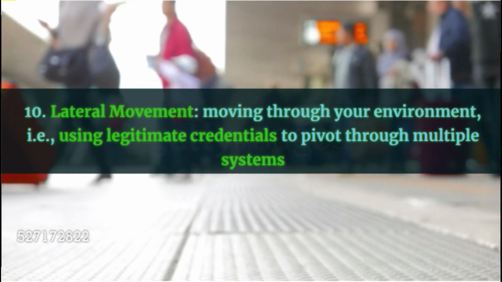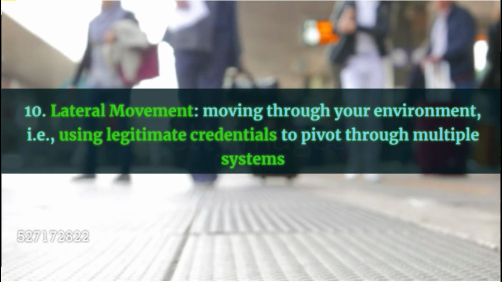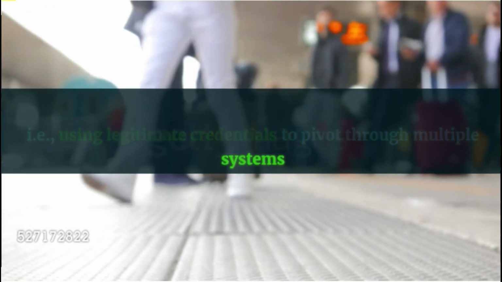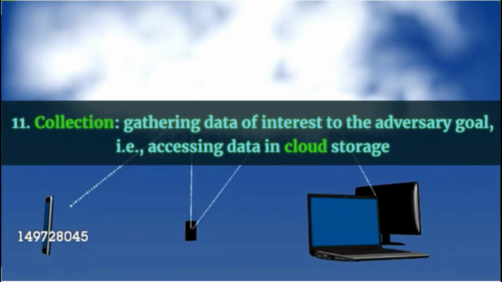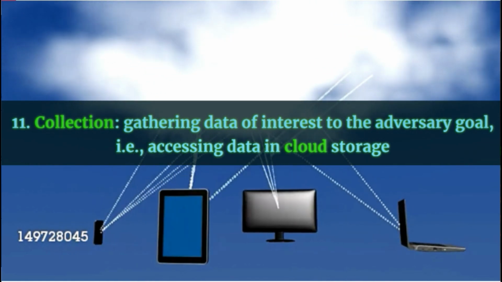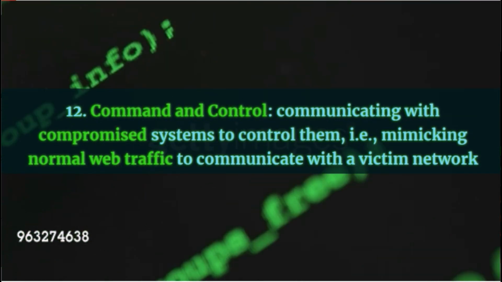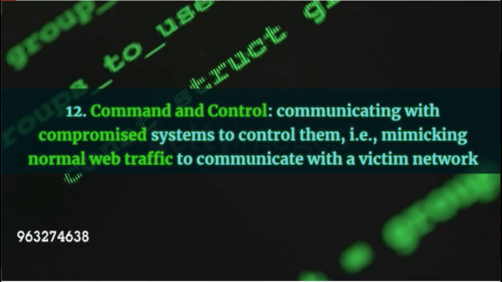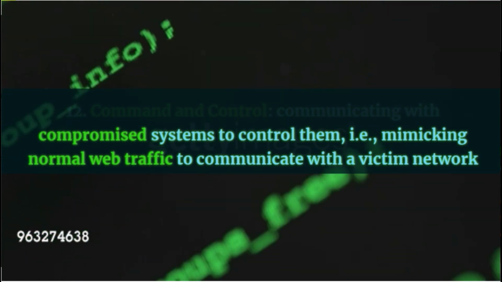10. Lateral movement, moving through your environment, i.e., using legitimate credentials to pivot through multiple systems. 11. Collection, gathering data of interest to the adversary goal, i.e., accessing data in cloud storage. 12. Command and control, communicating with compromised systems to control them, i.e., mimicking normal web traffic to communicate with a victim network.